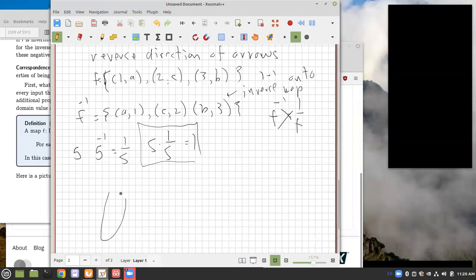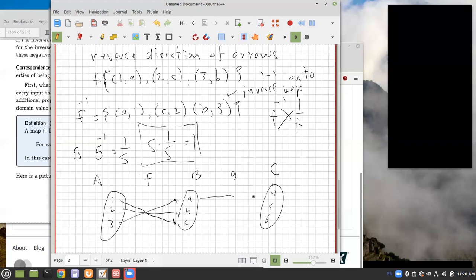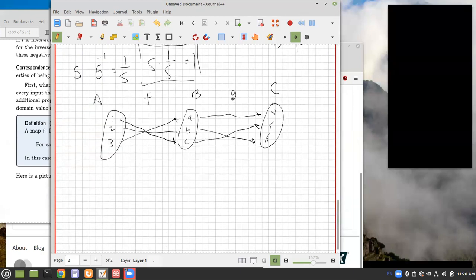So let's look at the case where I want to have a map from A to B, and then a map from B to C. That's the case when I can combine them. So these arrows define F, these arrows define G. This is the only case that I can combine maps. It's clear that the codomain of F has to equal the domain of G. Otherwise, you can't combine the two maps. And we're going to call combining the two maps composition.